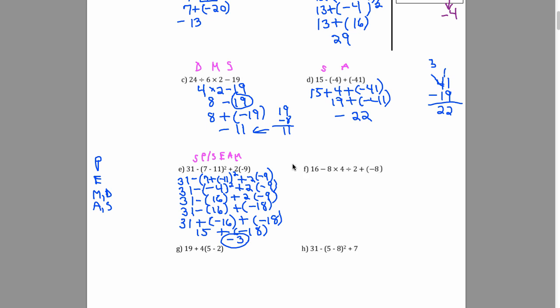Okay, part F, we have subtraction, multiplication, division and addition. So we will have to do the multiplication and division. We'll do them left to right. 16 subtract. So 8 times 4, 32.